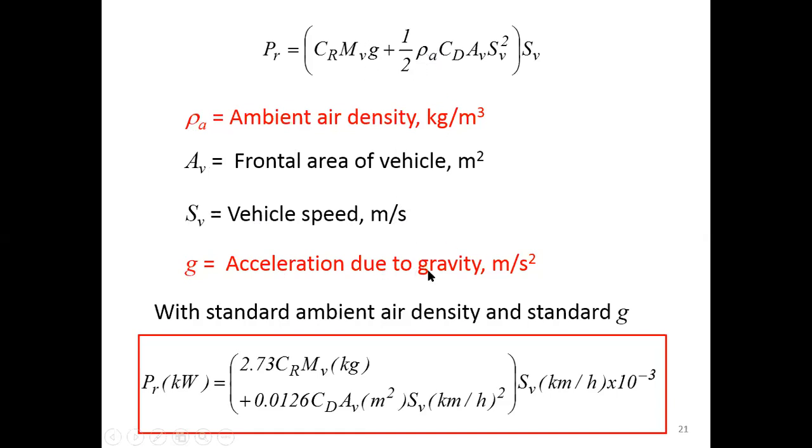Okay, g right here. And if we use the standard ambient air density and the standard acceleration due to gravity, which is equal to about 9.81, then this expression can be expressed in this formula, where the unit for each parameter is shown right here. And the result of the power is shown in terms of kilowatts here. So this is the expression to calculate the load power.